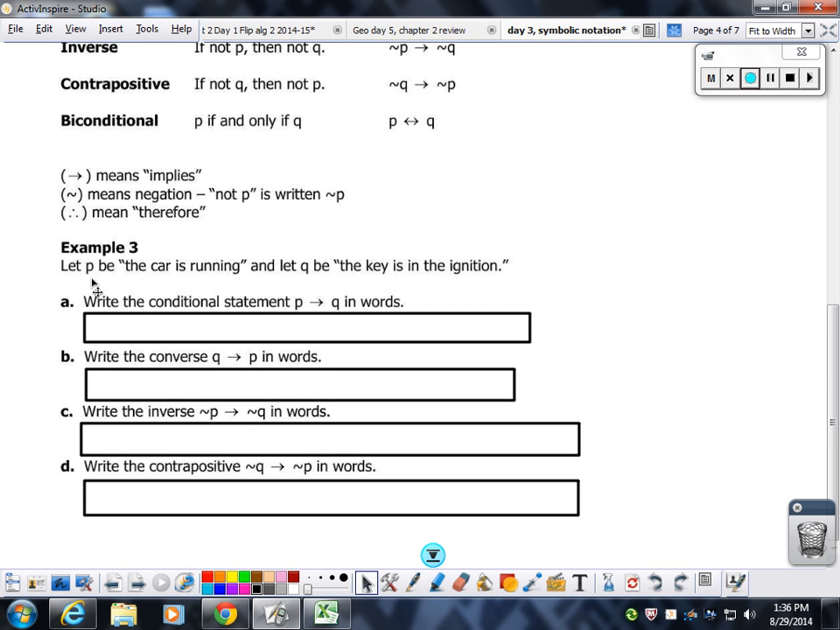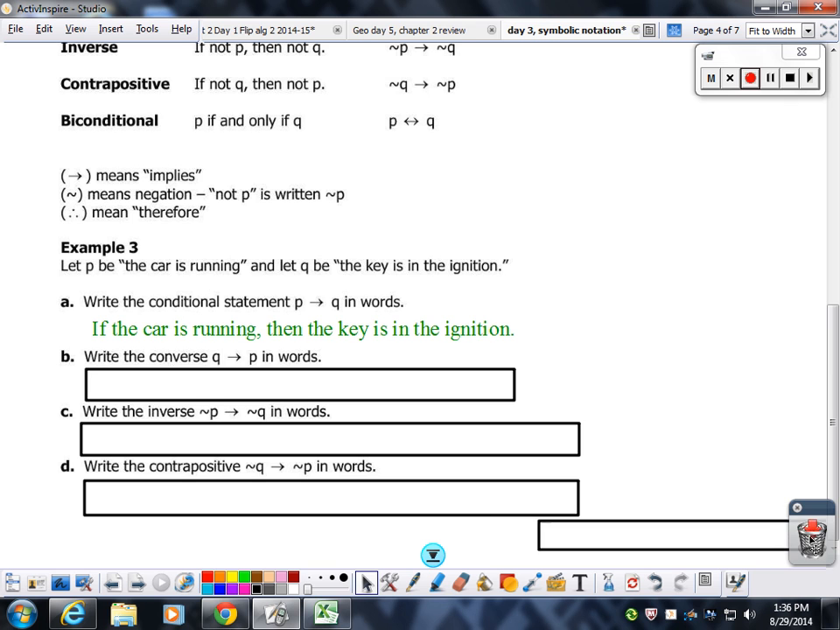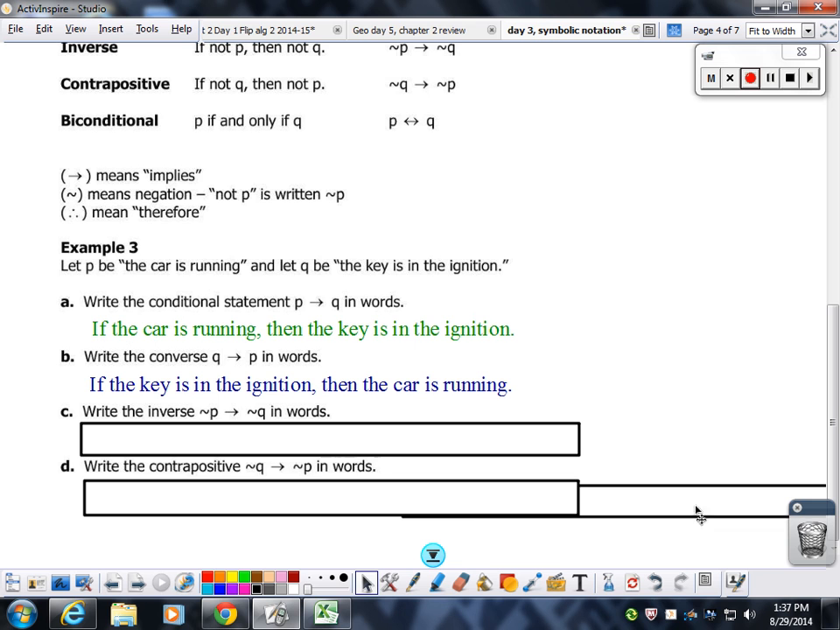We're going to let P represent the car is running, and Q is the key is in the ignition. So we want to write in words what the statement P implies Q would be. So we're just going to substitute in, and we would have, if the car is running, then the key is in the ignition. The converse of that statement, or Q implies P, written out in words would be, if the key is in the ignition, then the car is running.